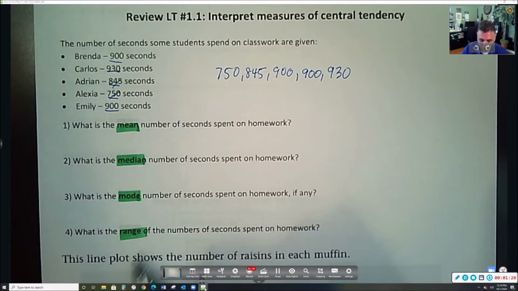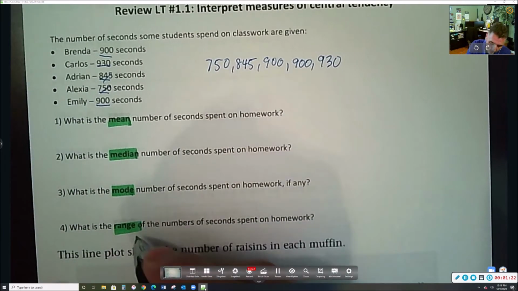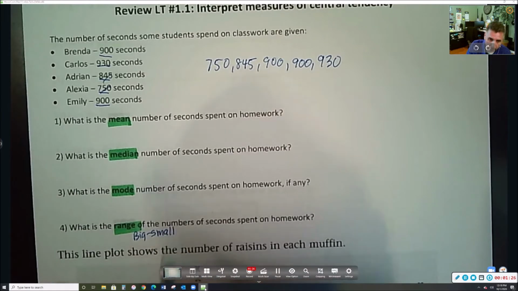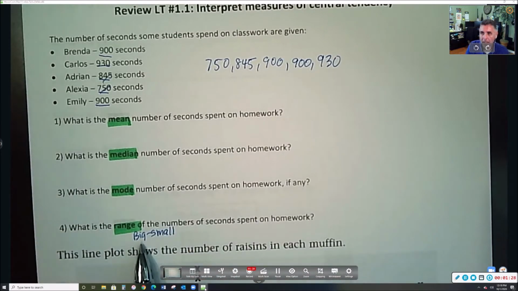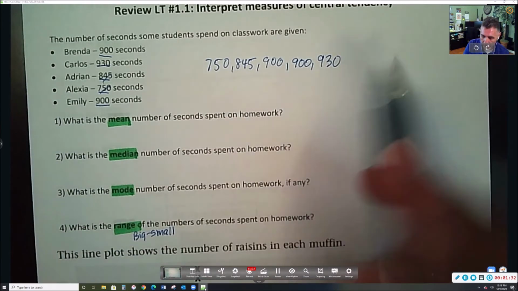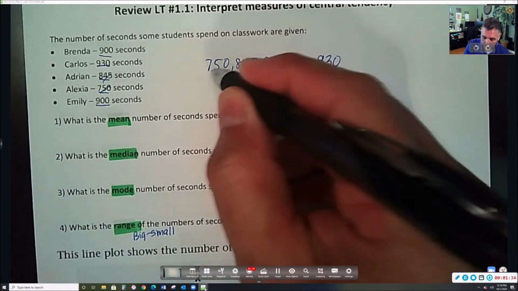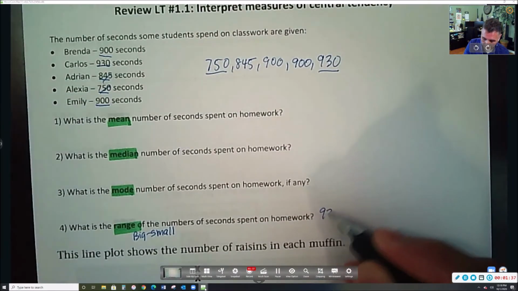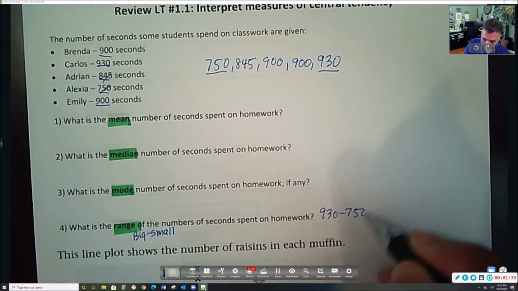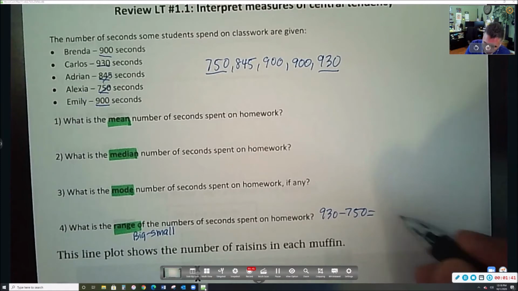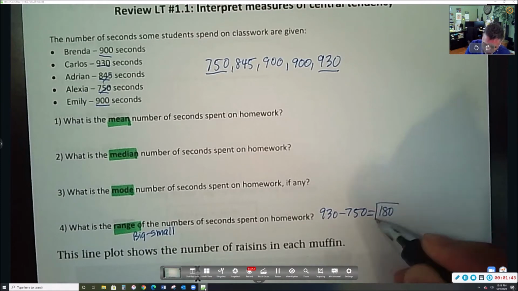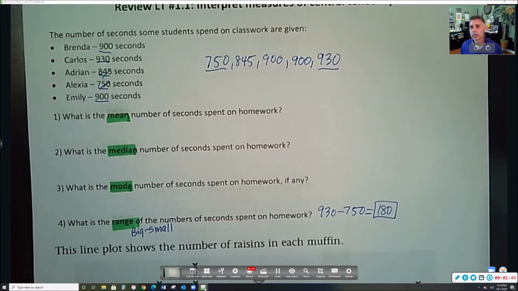Okay, so remember the range. The range is when you take the biggest value and subtract the smallest value, or the maximum value and the minimum value. Okay. And when it's in order like this, it's easy to figure out. It's just 930 minus 750. Do the subtraction, and you get 180. And you can go ahead and use a calculator to do the subtraction. You don't have to do it in your head or by hand.